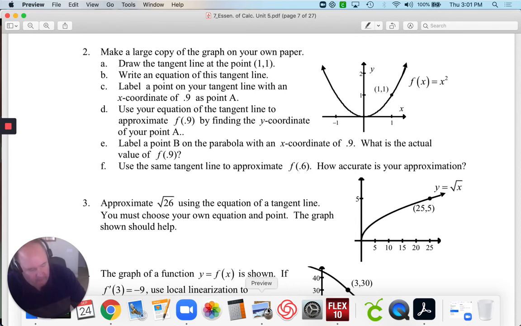So I'm going to plug 0.9 into the line. So 0.9 take away 1 is negative 0.1. And 2 times negative 0.1 is negative 0.2. So 1 take away 0.2. So that's 0.8.